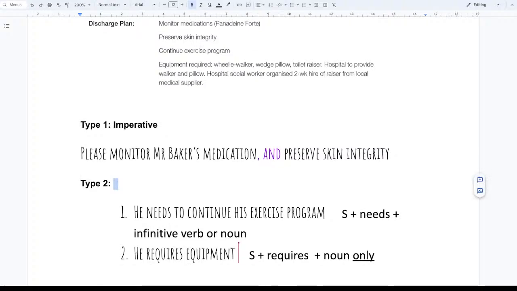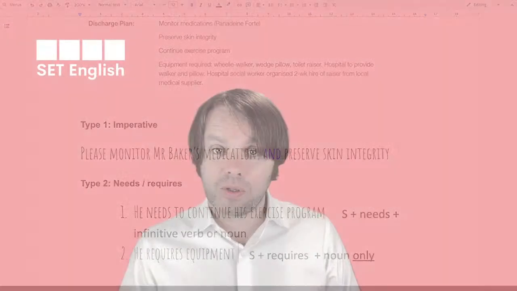So using these two sentence types, this is just called needs, requires. Using these two sentence types, you can make your request paragraph. That's all you need. Okay? Imperatives and then requires, needs, subject, verb. Okay? Using those two sentence types only, you can build a full request paragraph.